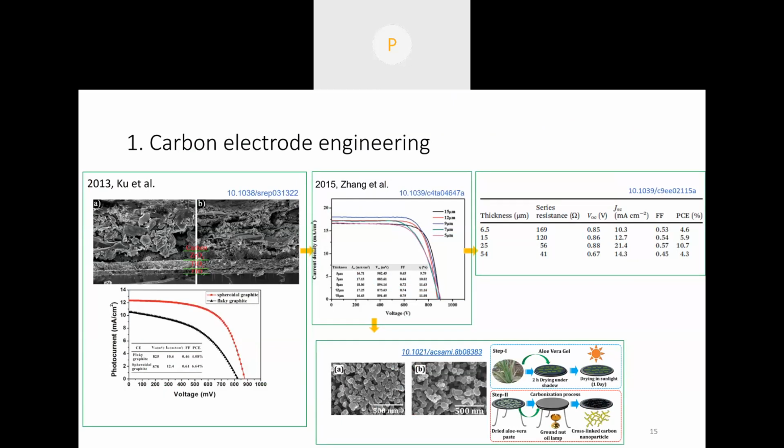Yeah, so there are various reports on improving the performance of the carbon-based perovskite solar cell. My work I haven't published yet, so that's in process. So I can't share that data. So I'm sharing all the literature which I read for improving the device properties.